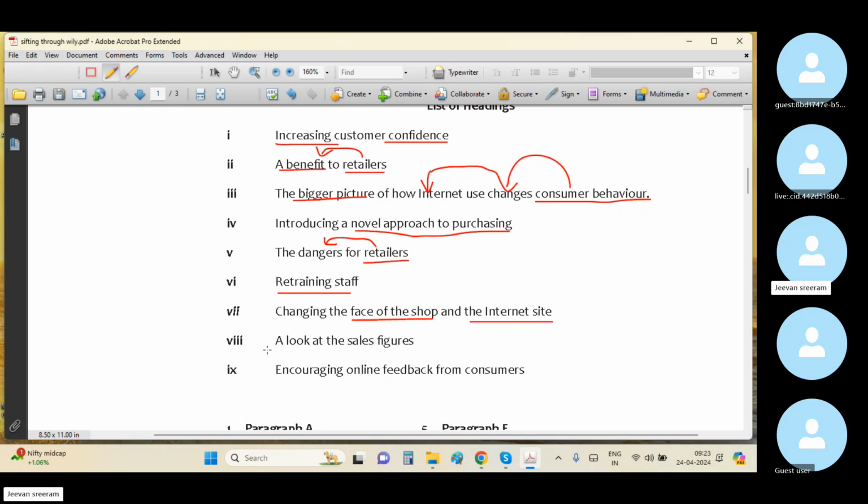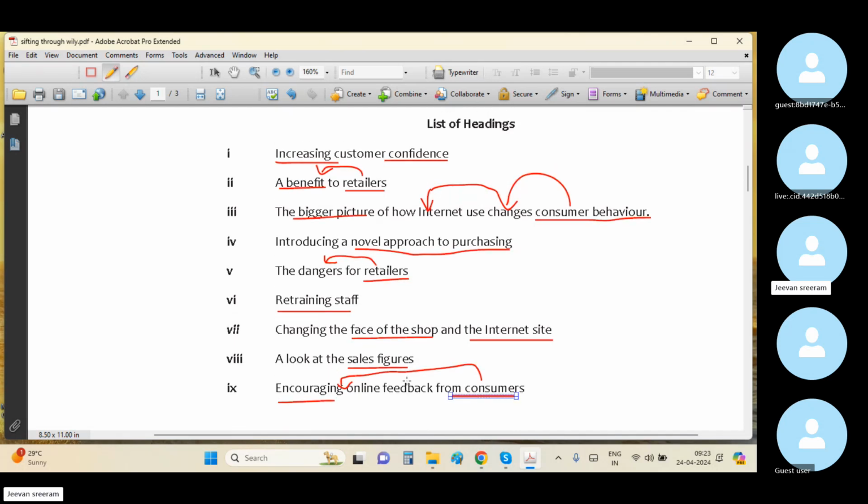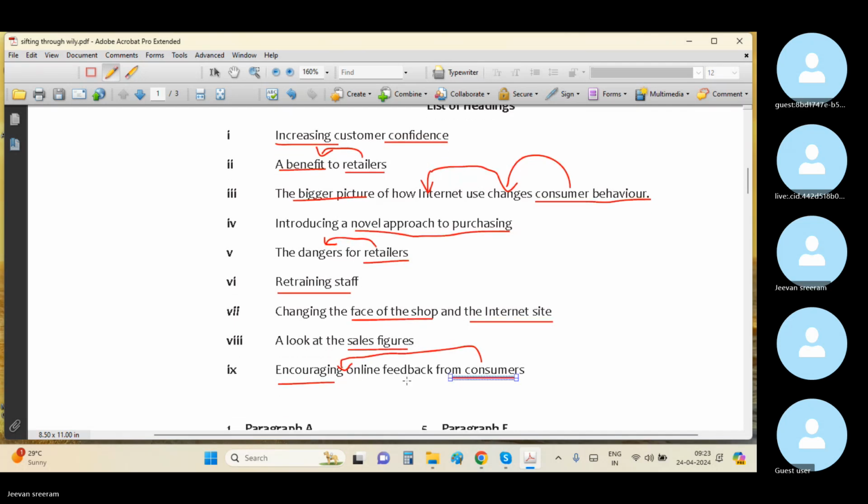Okay, right. A look at the sales figures. Please observe how I am underlining keywords and how I am understanding each of the headings. A look at the sales figures. Any paragraph highlighting the sales figures must be matched to this heading. Encouraging the online feedback from customers. Okay, customers are being encouraged to give the online feedback. Yeah, I have understood everything. Right.